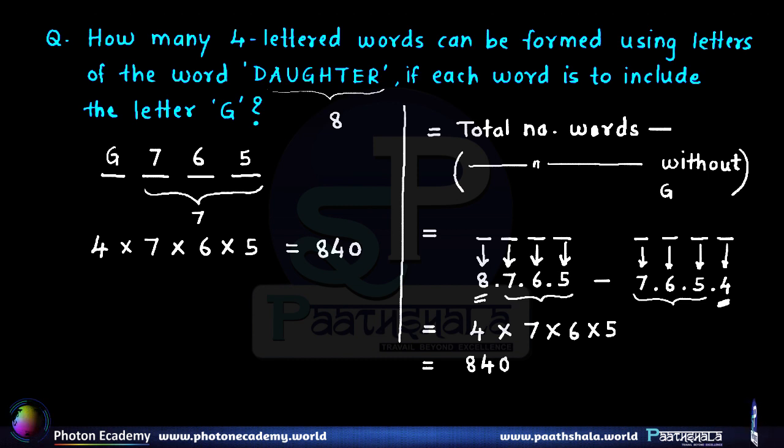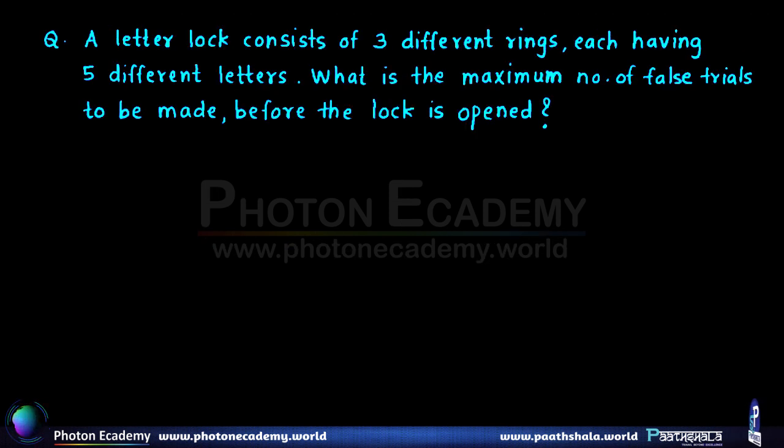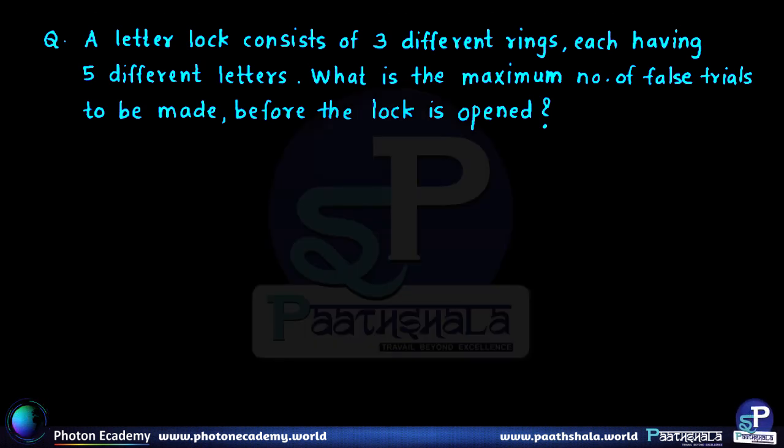Now let's move on to the next question. Here there is a case of a letter lock consisting of 3 different rings, each having 5 different letters. What is the maximum number of false trials to be made before the lock is opened?